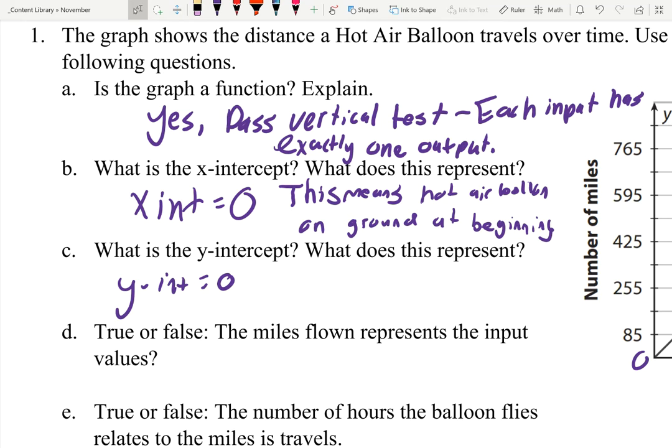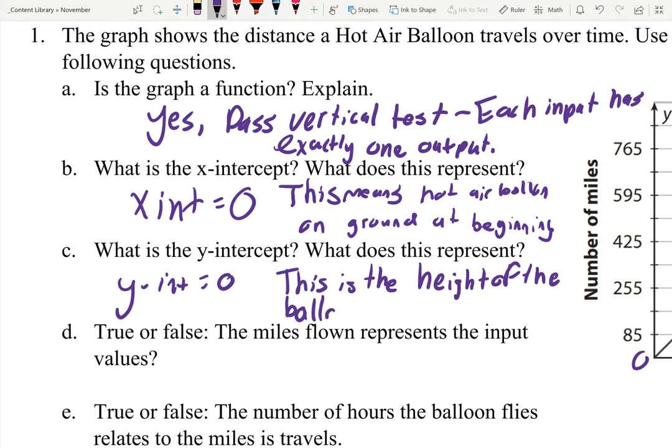This is the height of the balloon, okay, at the beginning.